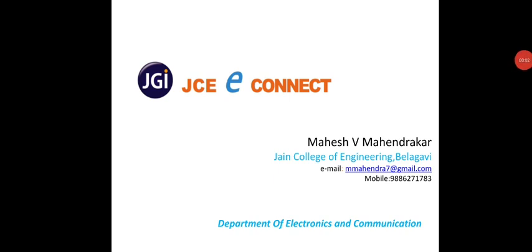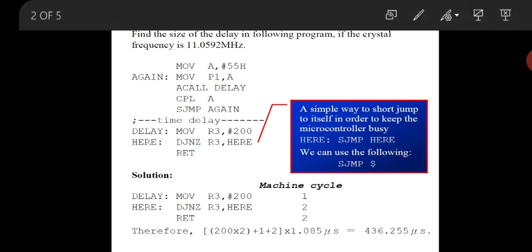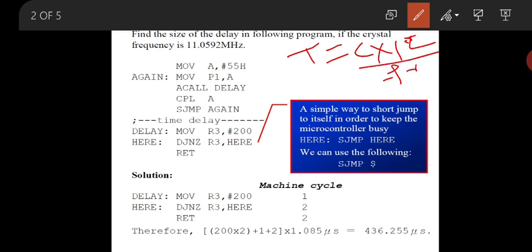Welcome to today's session. In this session, we'll continue with module 3 about oscillators and clocks. As we mentioned in the previous class, this is how we calculate the time period for a particular instruction. I'll repeat the equation: T is equal to C into 12 divided by frequency. This is my standard equation to calculate a time period.